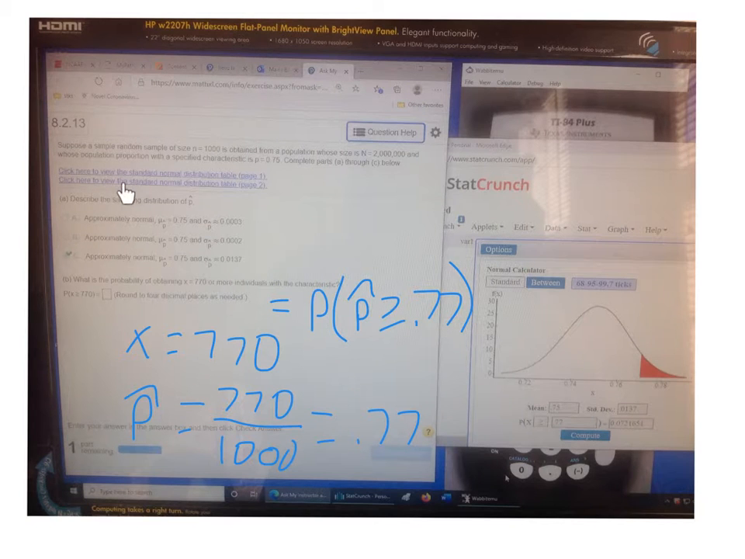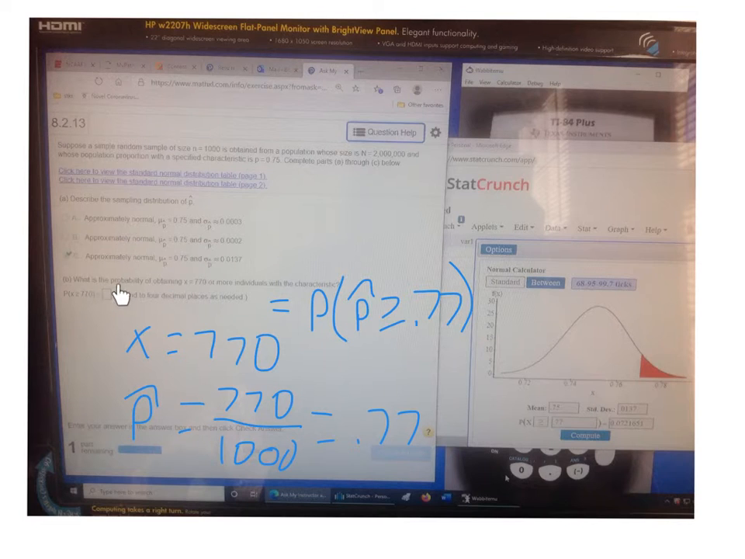Saw your question here, chapter 8, section 8.2. Suppose a simple random sample of size 1,000 is obtained from a population of 2 million whose proportion with some characteristic is 0.75. Looks like you went ahead and calculated the mean, which is just equal to the population proportion. The sample mean of the proportion is the same as the proportion for the population, and you calculated the standard deviation for the sample proportion. So you have those two, it looks like.